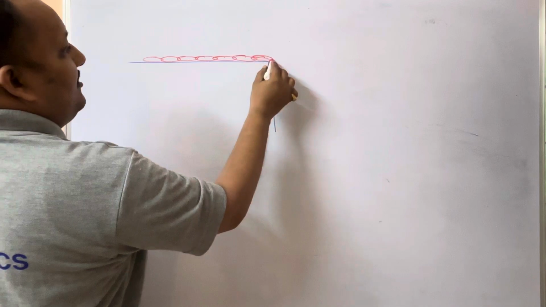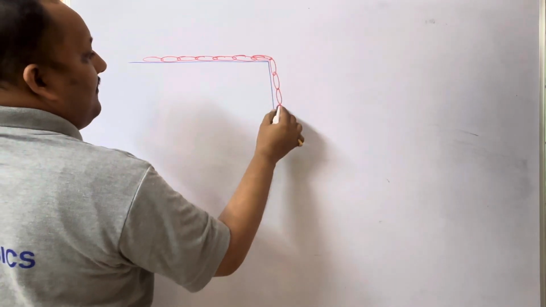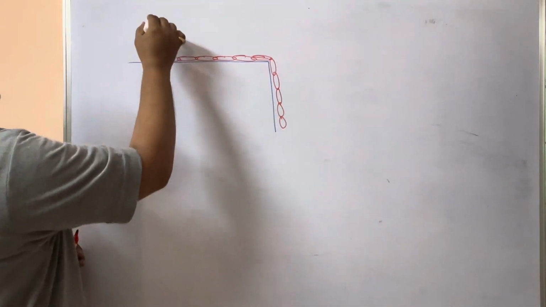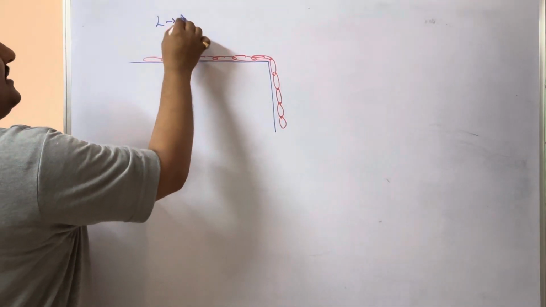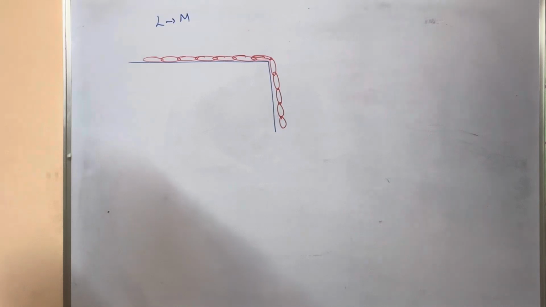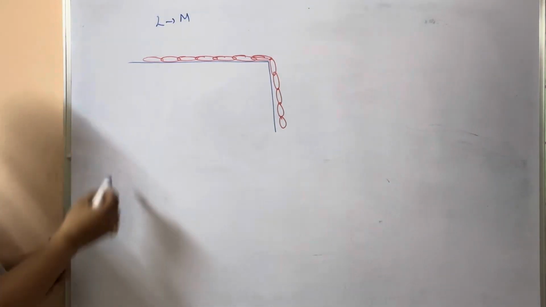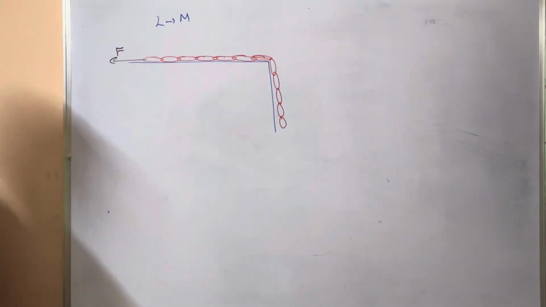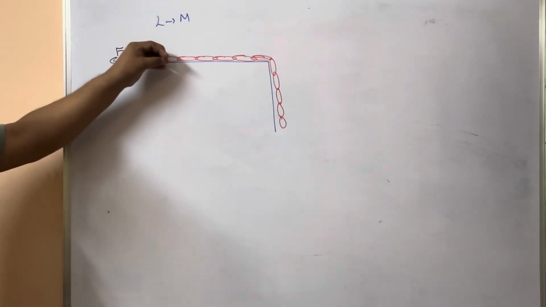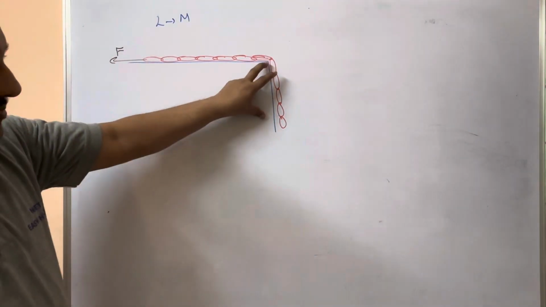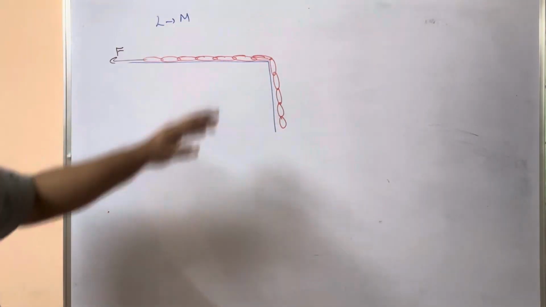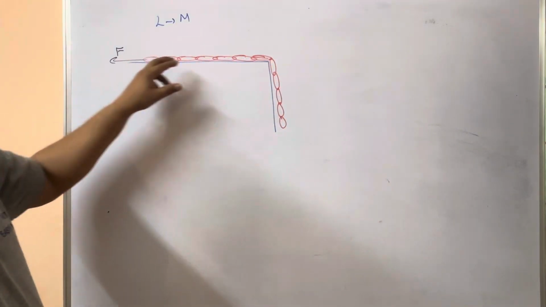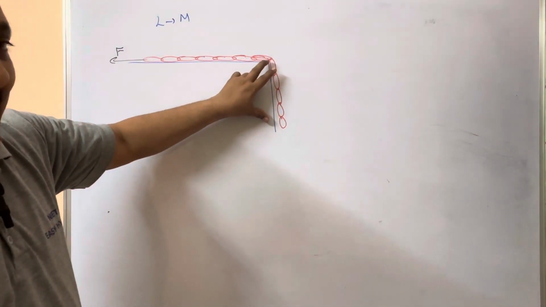So the chain has total length L, and the mass of the chain is capital M. A person is applying force F. Whenever he pulls this chain, this portion is going to be raised. He is doing work not on this portion, but only on the hanging portion.